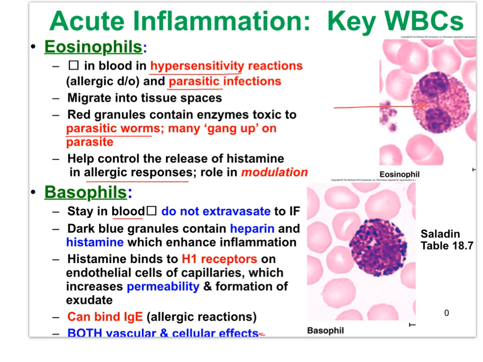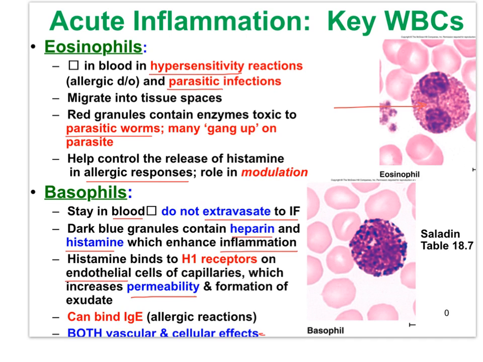They're very similar to mast cells in the tissue, but basophils stay in the blood. They do not migrate into the interstitial fluid. They stay in the blood. They have dark blue granules in a basic stain. Those contain heparin, which is an anticoagulant, and histamine, which enhances inflammation. So when histamine binds to histamine receptors on the endothelial cells, that also increases the permeability. So they have a prime role in inflammatory responses.